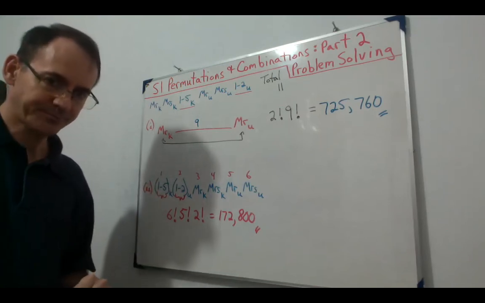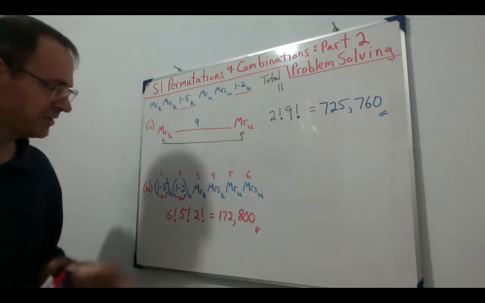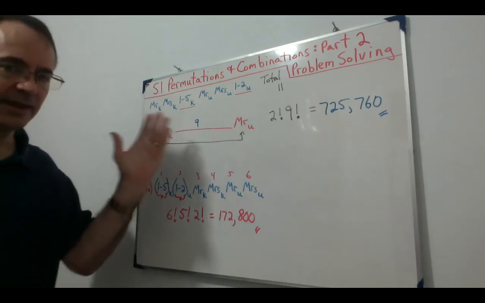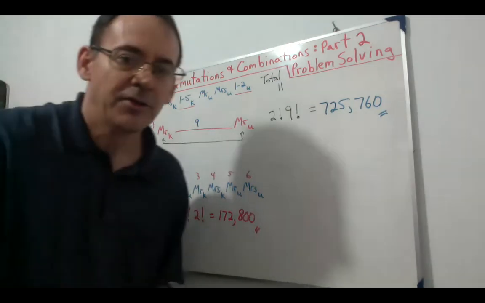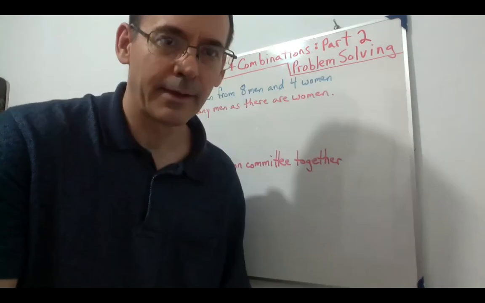with the restrictions that the 5 Keen children have to be together and the 2 Uzuma children have to be together. So again, here's a little bit different twist, but there are also some similarities in our strategies and how we deal with grouping. So let's look at one more question.